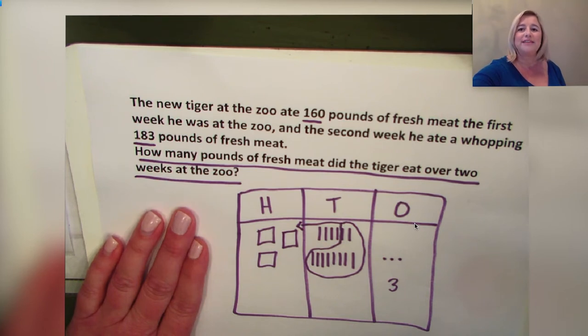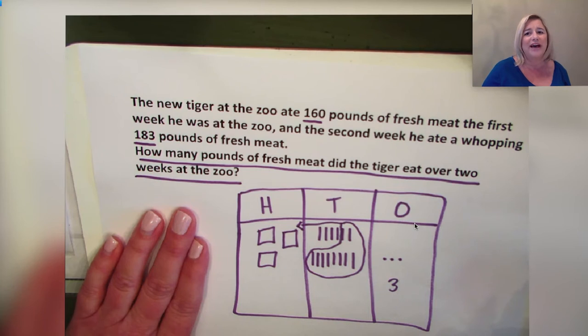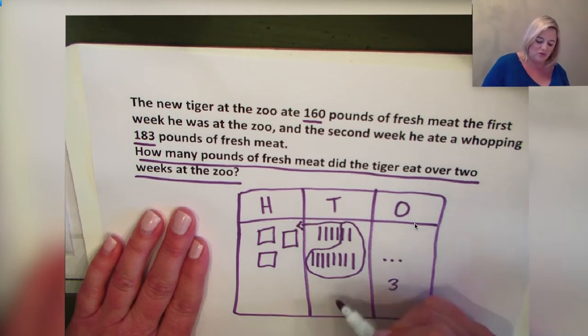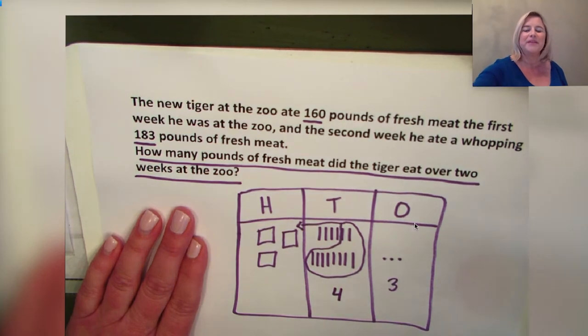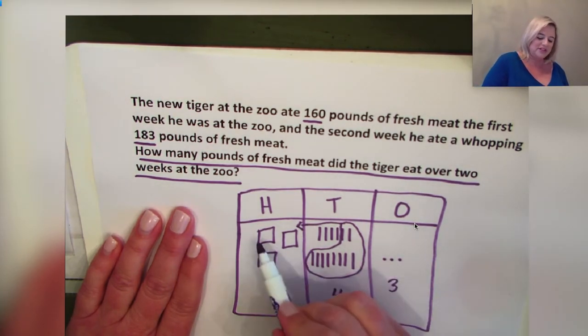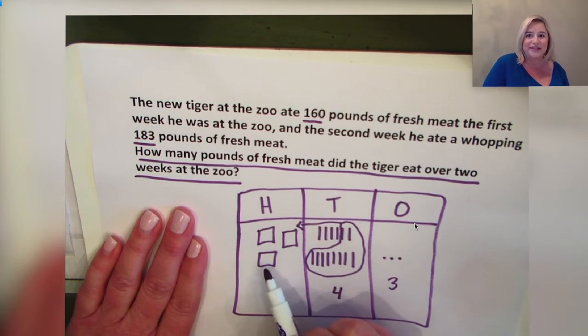Now, after we trade the 10 rods for a hundreds flat, how many 10 rods do we have left? Right, we have 4 ten rods left. So I'm going to write the 4 to represent our 4 ten rods. Now I'm going to count my hundreds. Count with me. 100, 200, 300.